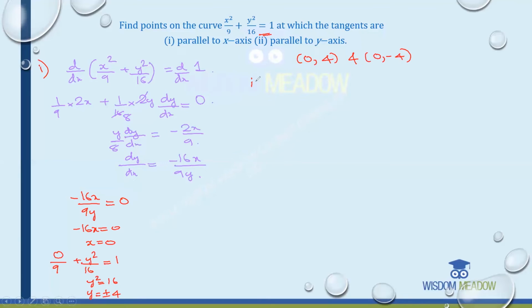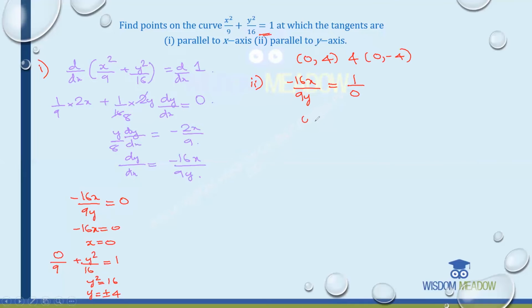Now solving for the second one, again, the slope of the tangent, which we already found, is -16x over 9y, and it is equal to not defined because the slope of the y-axis is not defined. I can write not defined as 1 by 0, 2 by 0, 3 by 0, or -1 by 0. Whatever you write, you get the same answer. The denominator has to be 0. That's when you have not defined.